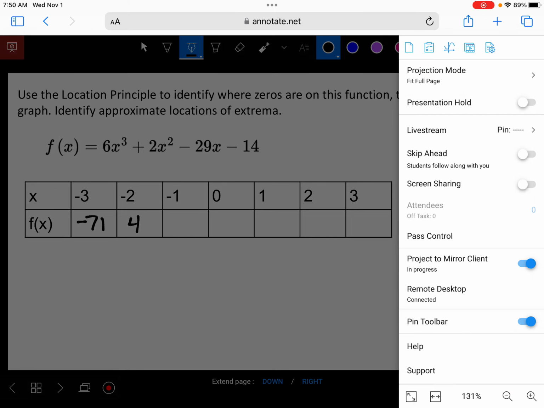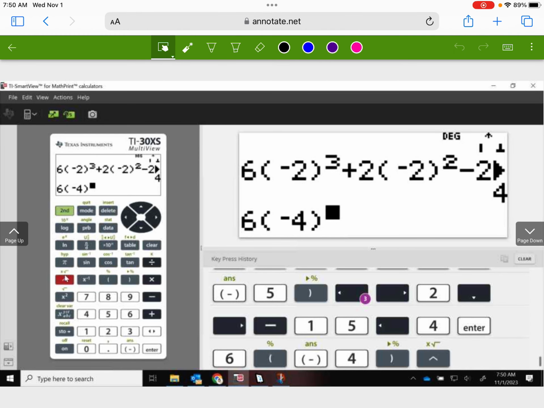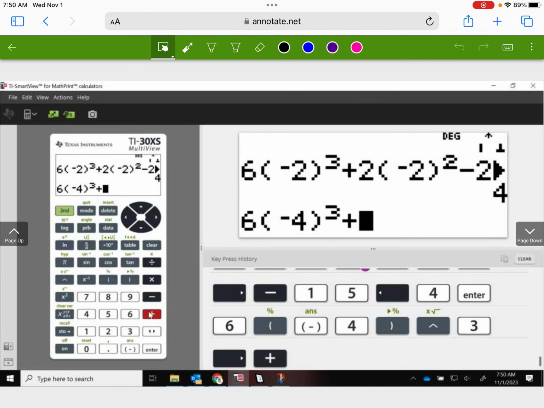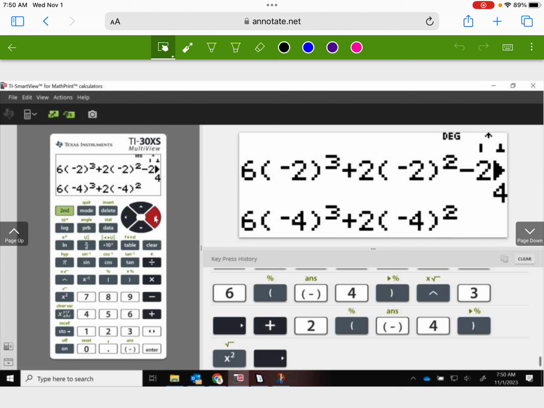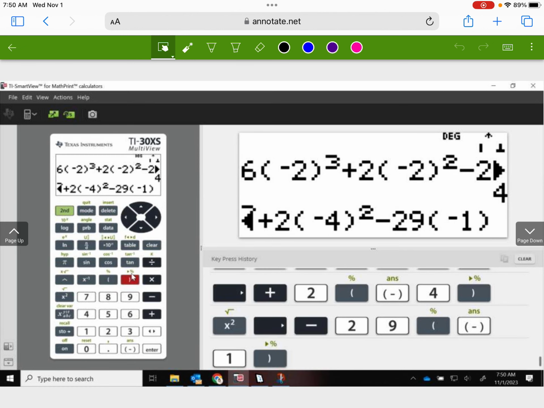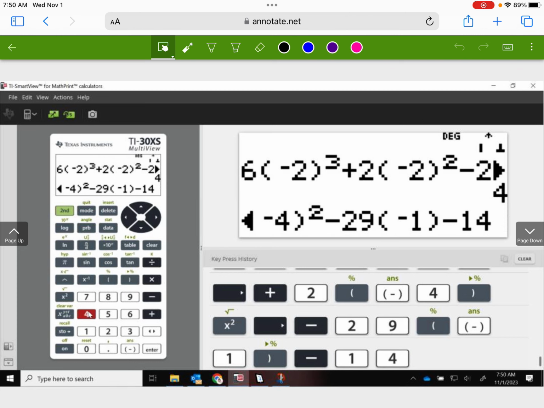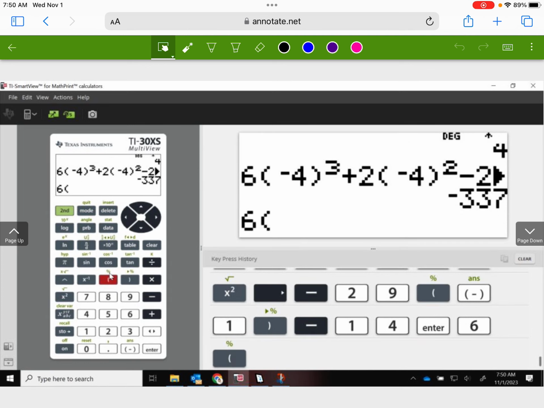Same thing with the -1. 6 times -1 to the third plus 2 times -1 squared minus 29 times -1 minus 14. And we have -300-something, because I put -4. What the heck is going on there? I'm like, what the heck?